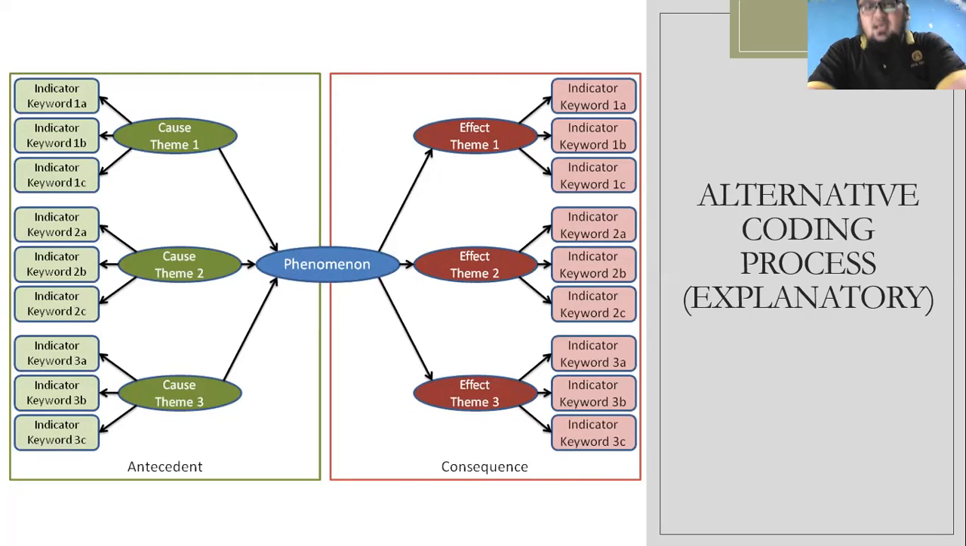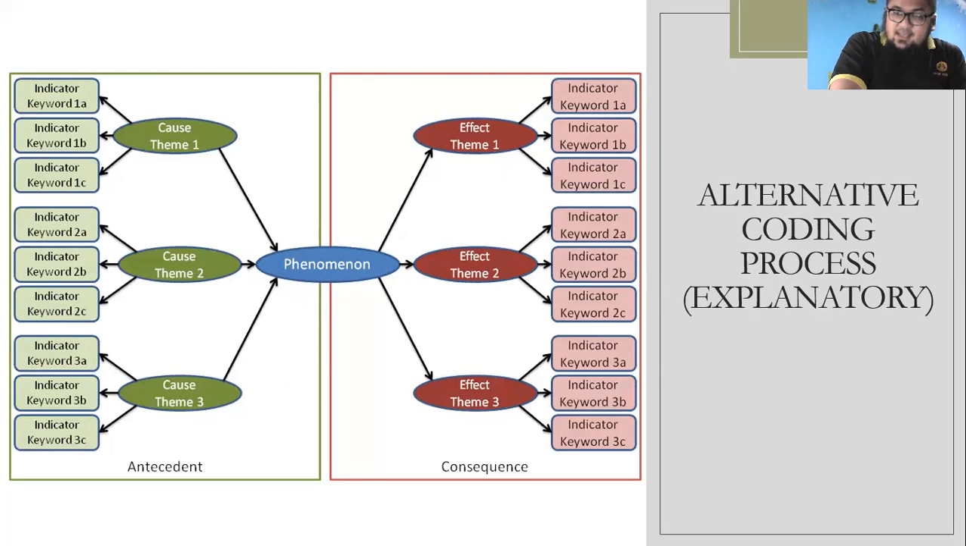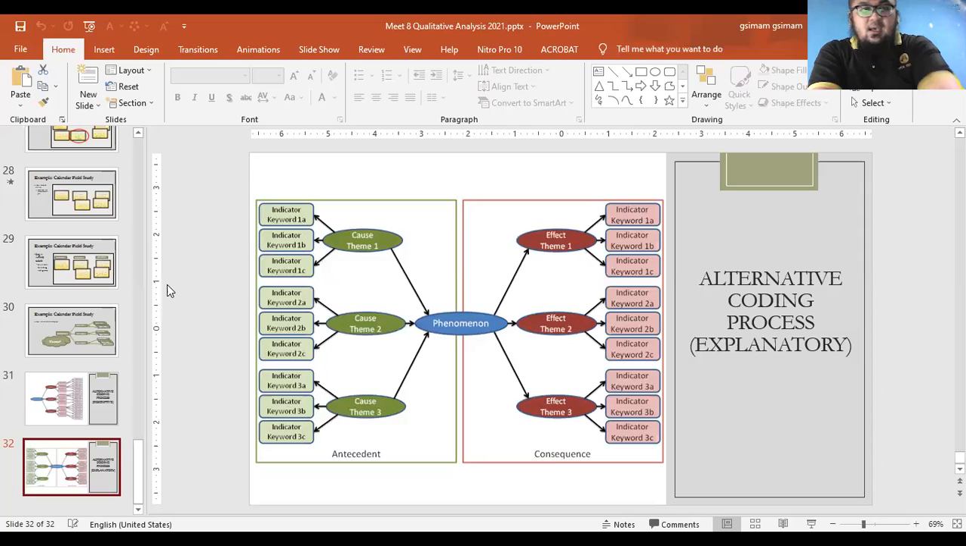This is another alternative, and I think it's an easier frame for you to summarize your own qualitative research. So I think it's better for you to adopt either this one, explaining the phenomenon as antecedent and consequence, or describing a phenomenon by breaking it down into components and subcomponents. These are two ways for you to frame your findings and write the case study based on them. Okay, I think that is all for me.